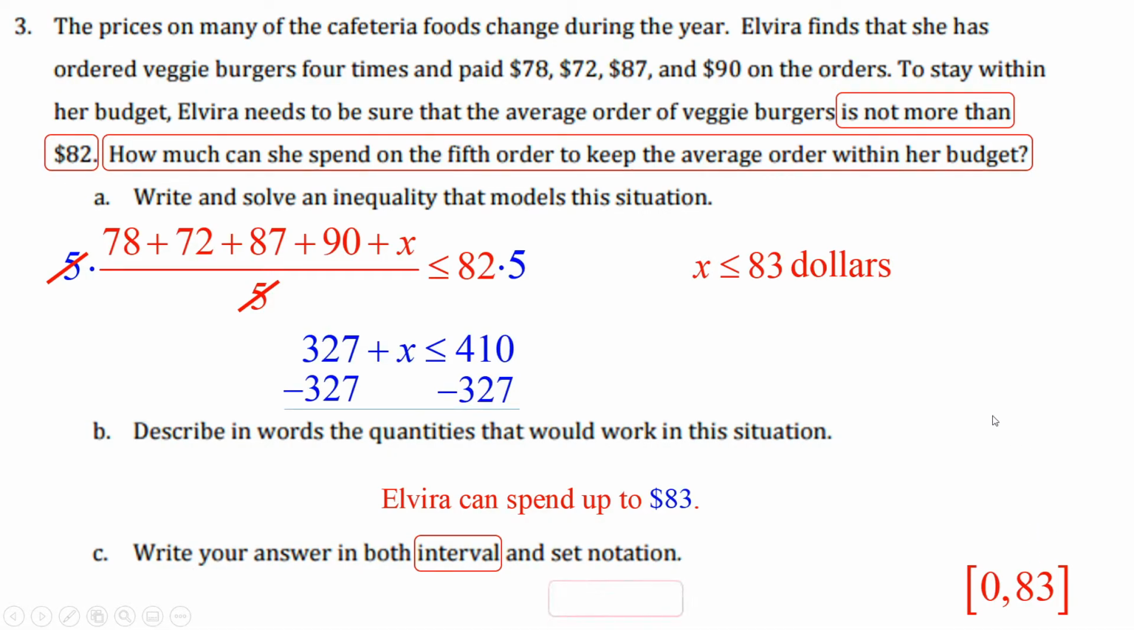All right, set notation. Let's write our double inequality again. And it's this, but I need my left bound. So we're talking x's. And 0, this left bound right here, has to be less than or equal to x. And x has to be less than or equal to, what's my right bound? 83. And there you go. Okay, let's go ahead and close this one out, and we'll get started on number 4 in just a second.